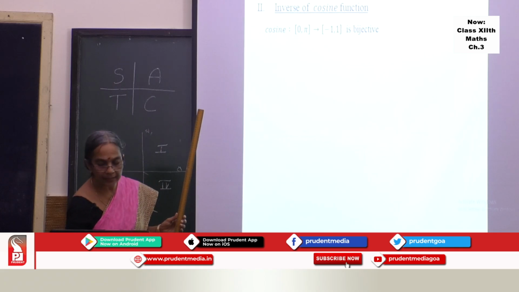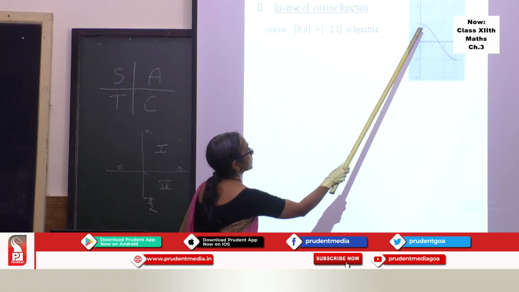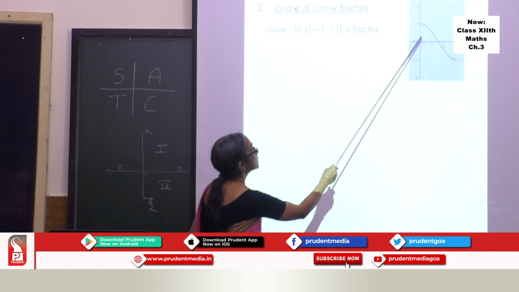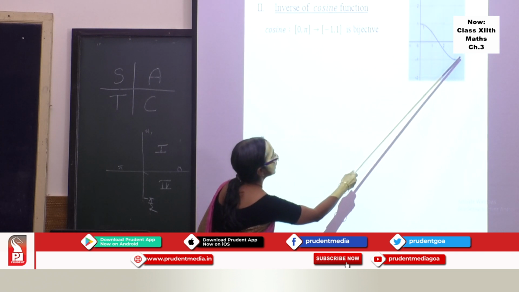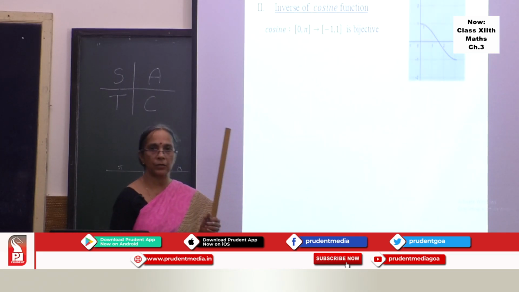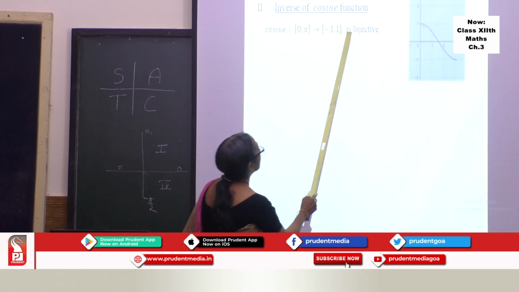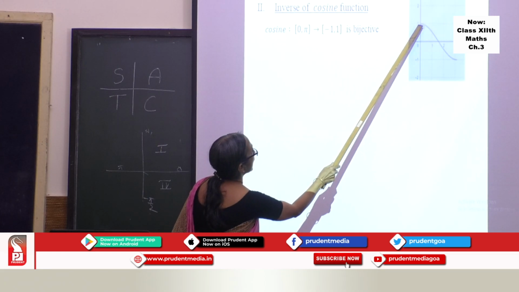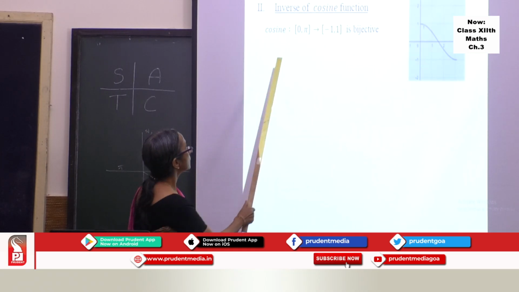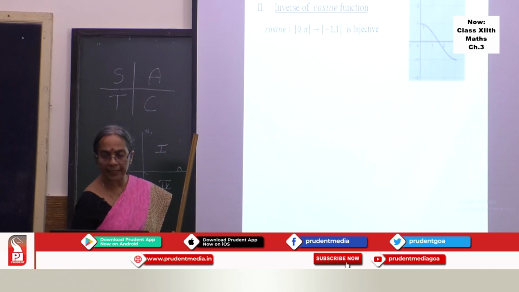Let us see what the graph of this function is. You know the graph of the cos function, it is also like a wave. So, this is a part of the wave from 0 to pi, just above 3, 3.14 is the approximate value of pi. Cos x value, for x from 0 to pi, is minus 1 to 1. So, this function is a bijective function. So, in this case we can define its inverse.